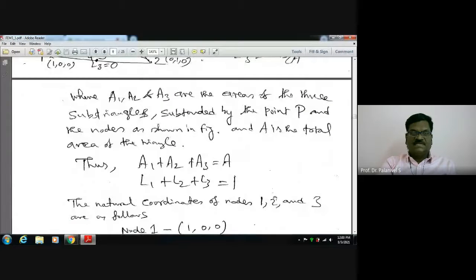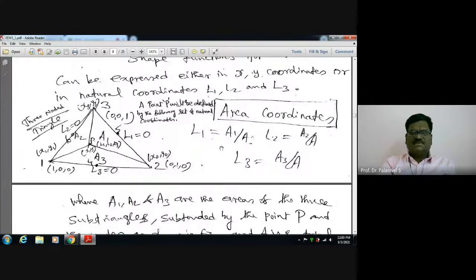Where A1, A2, A3 are the areas of the three subtriangles subtended by the point P and the nodes as shown in the figure, and capital A is the total area of the triangle. Now, I am going to discuss some properties. I am not going to develop any shape function now. I am giving some introduction regarding some properties and formulations, in other words, how we formulate.